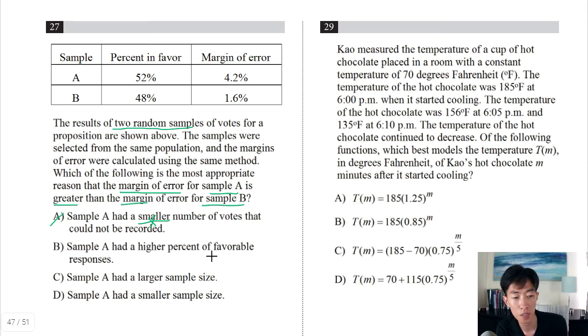Sample A had a higher percent of favorable responses. So the fact that the percent in favor is higher or lower has nothing to do with the accuracy of the percent.